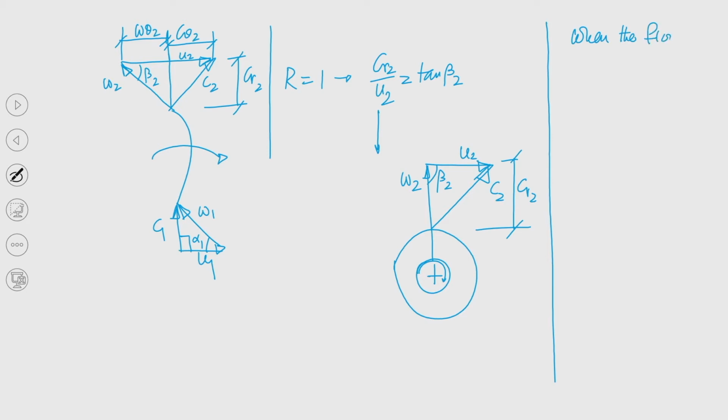so when the flow is swirl free at inlet, then C theta 1 equal to 0. So, this is the outlet velocity triangle. Outlet velocity triangle.